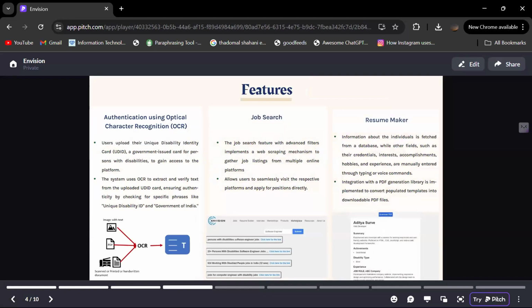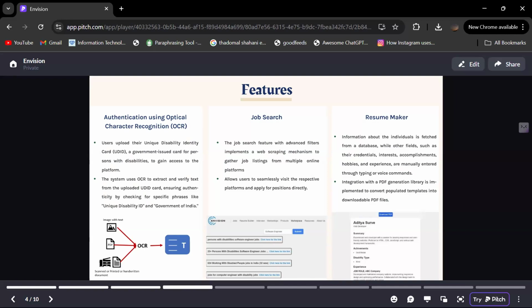These are the features. Now, our first feature is authentication using optical character recognition. When the user with disability wants to join the platform, they need to upload the unique disability card, UDID. Once the user uploads the UDID, the system uses a technology called optical character recognition (OCR) to read and extract text from their card.